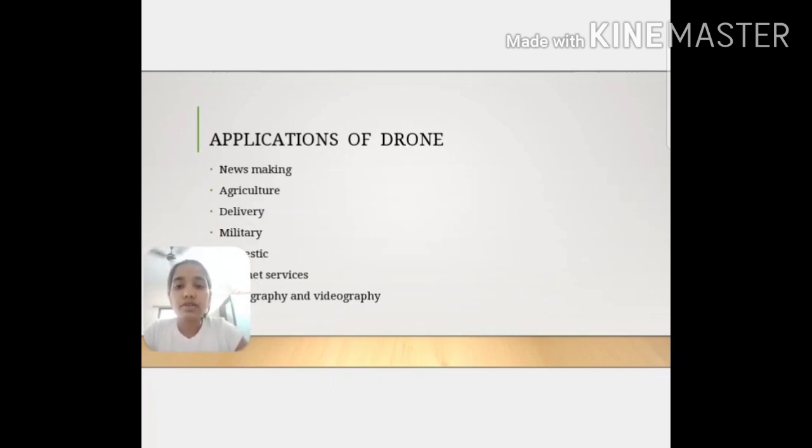Then delivery, used to transport packages, food or other goods. Then military use of drone includes reconnaissance or observation from the sky. There are more uses of drone in domestic and internet services. Then photography and videography. The drone is used to make video and photos of events and cricket or other matches and captures the information on it.